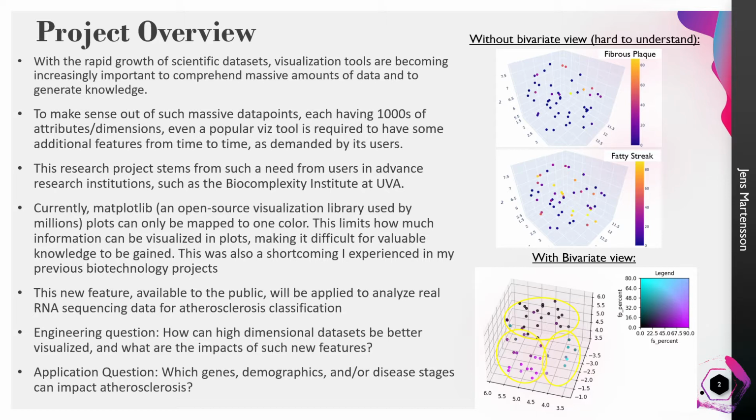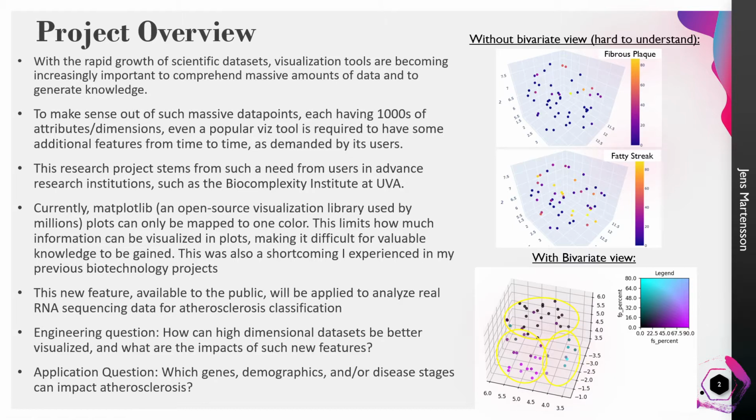data sets. Currently, Matplotlib, which is a very widely used visualization library, can only map data to one color, and as you can see over here, that restricts how much information we can understand from our data. I created a novel feature, and with my novel feature, you can see how different correlations and groupings can be seen in the data, which can lead us to understand more about the world around us.